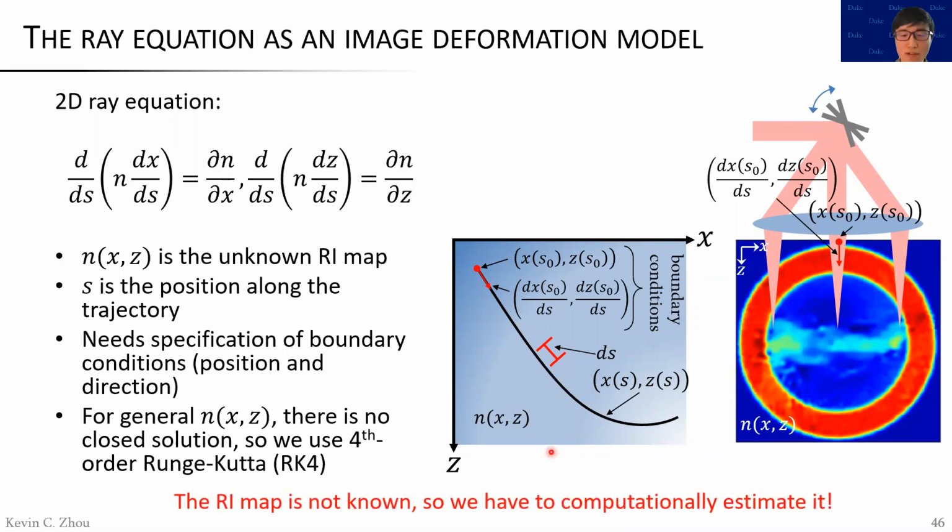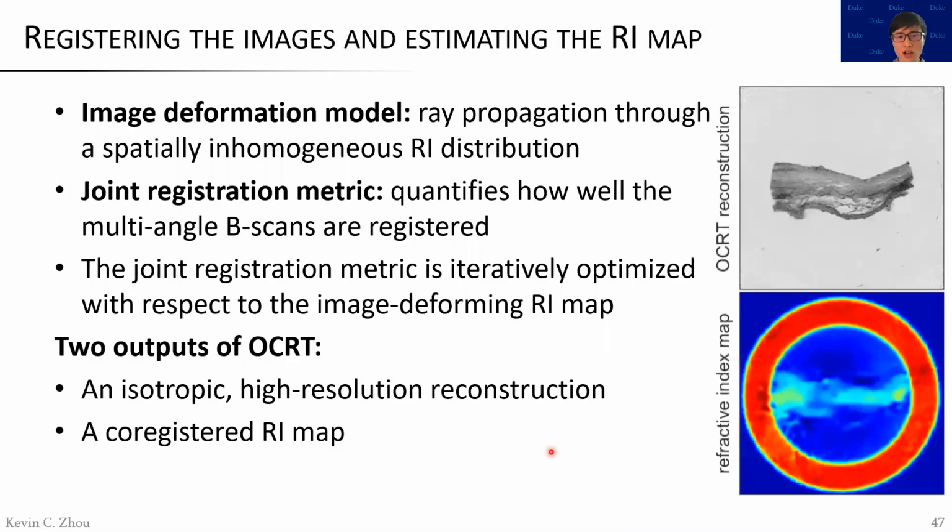This all assumes that we know what the refractive index map is, which we don't in general, so we will need to optimize for it computationally. I just described the image deformation model, which is the ray equation in this case. We now need some registration metric that specifies how well registered the B scans are. So we use an image intensity-based registration to guide the optimization. Given these components, we optimize this registration metric with respect to the refractive index map until all the images are optimally registered to each other. And at this point, we know that the refractive index map is accurate.